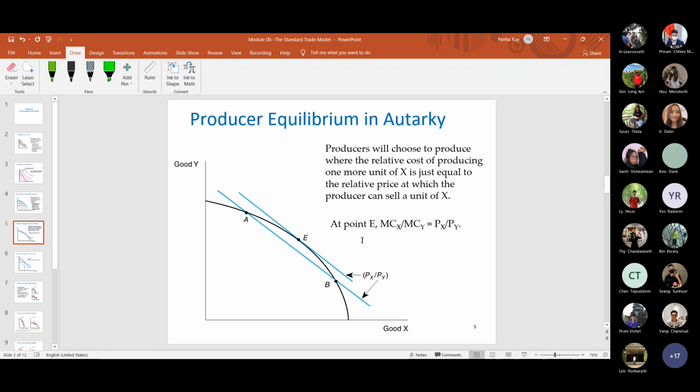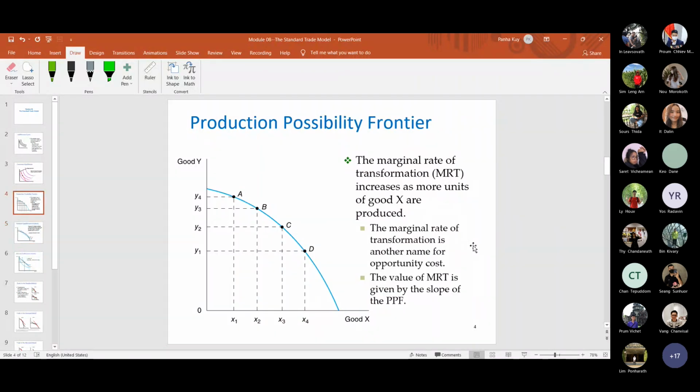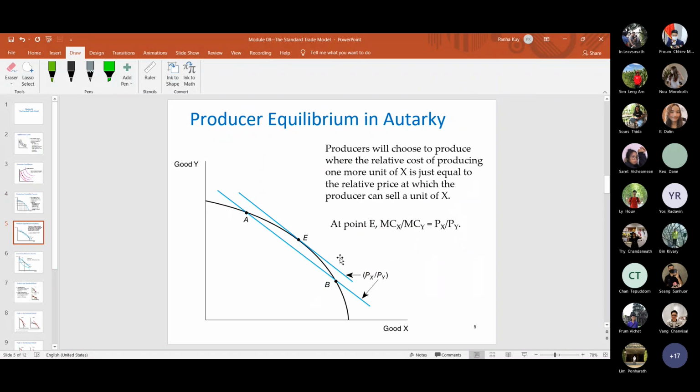This one we suppose that the market is a competitive market, meaning the price equals marginal revenue. So at point E here, that is the cost of producing good X relative to good Y, and this is just equal to the relative price of good X to good Y. So that is the equilibrium in autarky. Again, let's look at this. This is your production function, and that is your relative price.